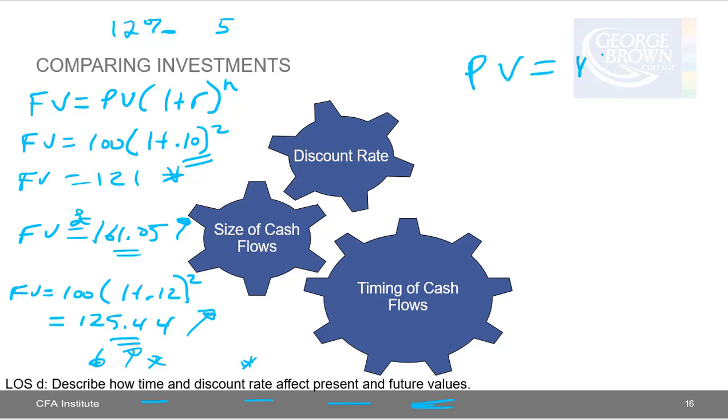Present value equals future value divided by (1 plus r) to the n, okay? So you can see we've got a numerator and a denominator. Anything you do to increase the denominator is going to decrease the present value. If we increase the interest rate, it's going to decrease the present value. If we increase the time, it's going to decrease the present value, okay? As we decrease the r or decrease the n, we're going to increase the present value. And that's how time and discount rate affect present and future values.